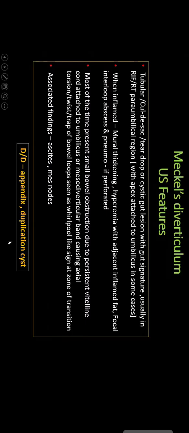It should be differentiated from duplication cyst and appendix. Appendix is attached to the cecum. It is a very long tubular structure, with typical signature, typical location, typical attachment. Duplication cyst quite resembles Meckel's, but it is more rounded. It is also tubular, attached to the ileum, so it is very difficult. But normally it is rounded and very large. Its lumen may communicate with the bowel, and the muscle layer of this duplication cyst is a continuation of the muscle layer of the native bowel. So these are certain salient points. Still, it is difficult to differentiate from duplication cyst.